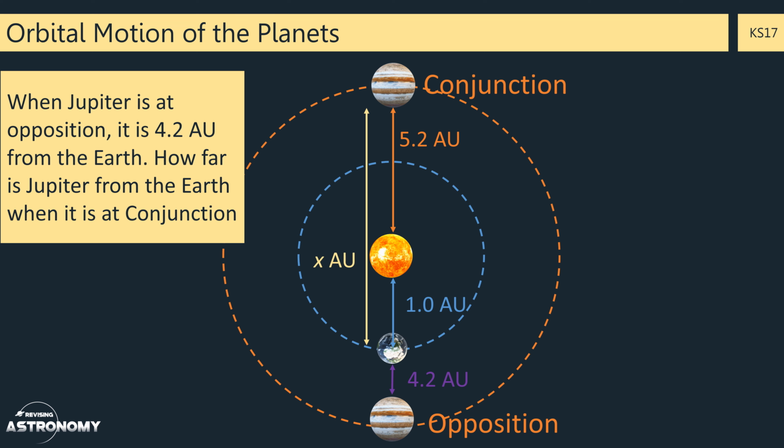when it's at conjunction. So therefore, to work out the distance between Earth and Jupiter at conjunction, we simply need to add the 2 values, 1 plus 5.2 astronomical units, to give us the fact that Jupiter is 6.2 astronomical units away from the Earth when it is at conjunction. Now you're confident using astronomical units to measure distances in the orbital motion of the planets, give our key questions a go.